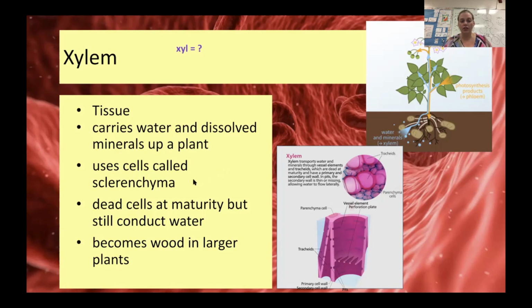Xylem uses these cells called sclerenchyma cells, which are dead cells at maturity. It also uses these elements called tracheids. But these cells are dead. They are hollowed out and they make a tube that's going to run from the root all the way up to the top of the plant, and the water is going to move through that tube.